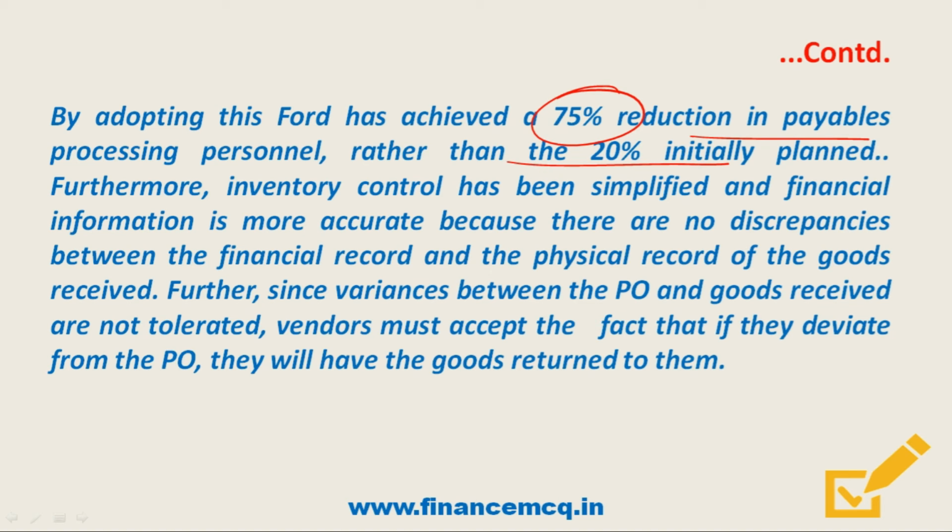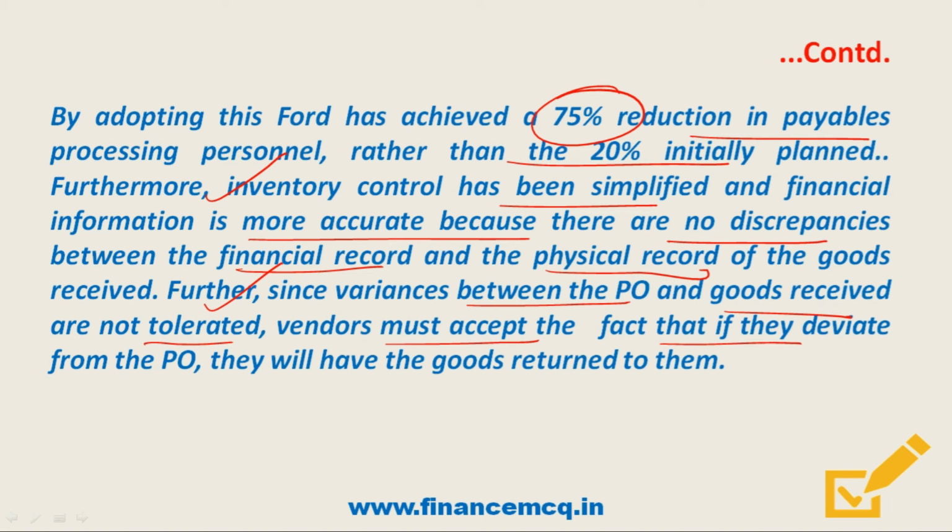Furthermore, inventory control has been simplified and financial information is more accurate because there are no discrepancies between the financial record and the physical record of the goods received. Friends, further, since variances between the purchase order and goods received were not tolerated, vendors must accept the fact that if they deviate from the PO, they will have the goods returned to them. So it brought a sense of discipline among vendors also.